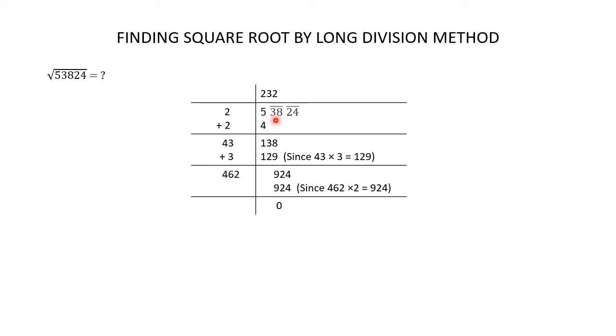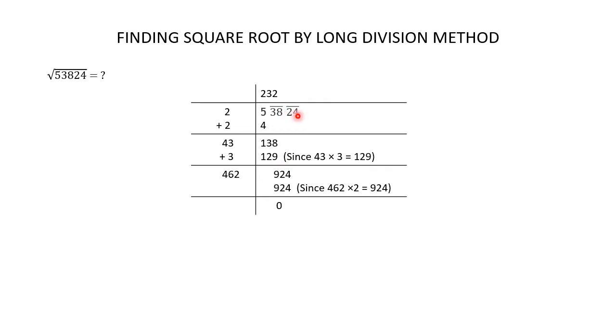Bring down the next group, that is 38. Now the number will become 138. Since you had written 2 in the quotient place, add 2 to the divisor. So 2 plus 2 is 4. Now write 3 next to 4 and 3 in the quotient place also. So 43 multiplied by 3 is 129. 138 minus 129 is 9.